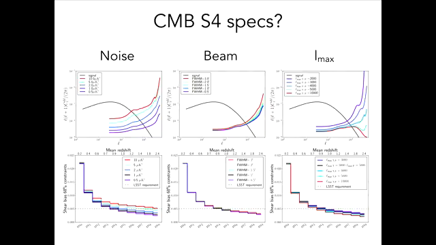Does that fall in that range? Right. I think somewhere between 5 and 10 microkelvin-arcminutes is what we expect for noise. So that would be this sort of blue-red curve. So not dramatic degradation.